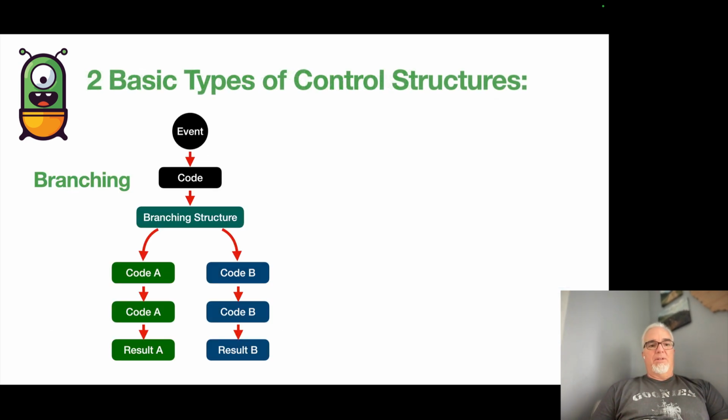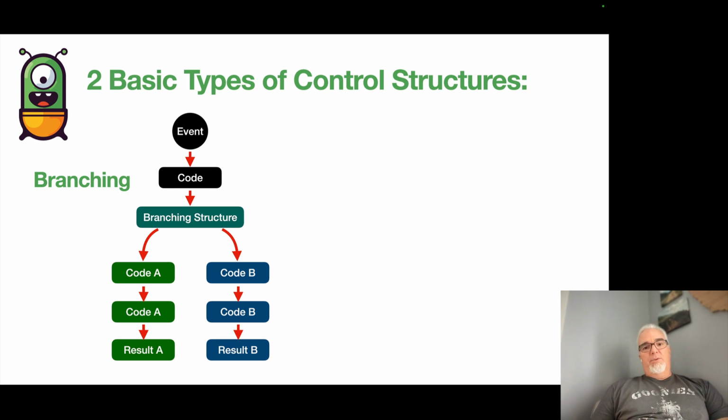There are two basic types of control structures. In this unit, we're going to be speaking specifically about branching control structures. A branching control structure, as the name suggests, says, do we want to branch the execution of the code so that it follows one path, or do we want to follow a different path? It's sort of like a fork in the road, if you want to think of it that way.